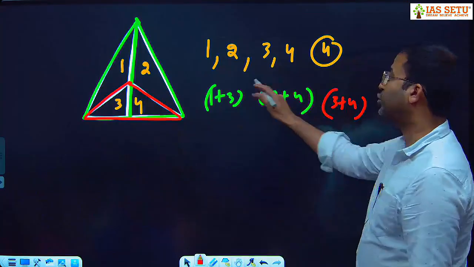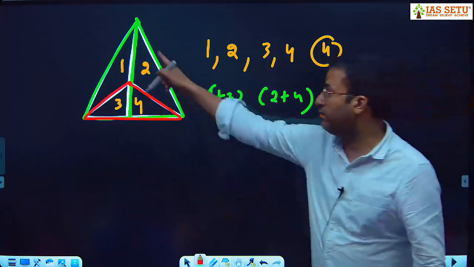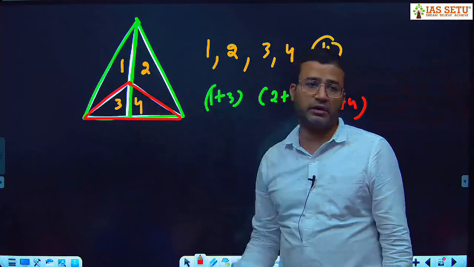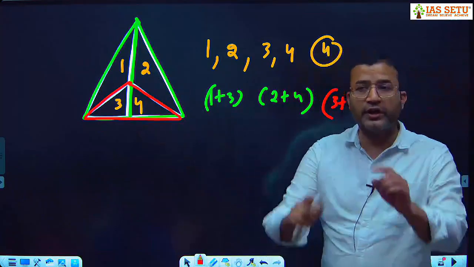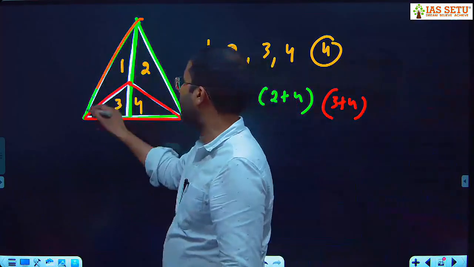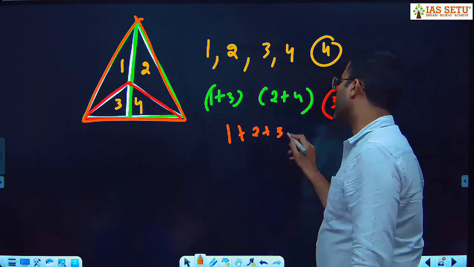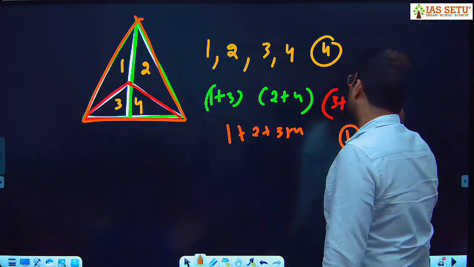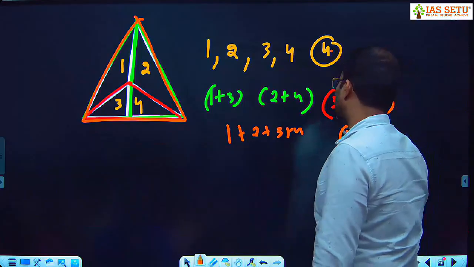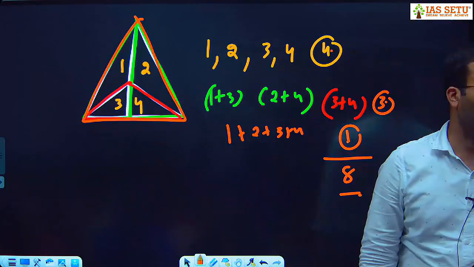So when I take 2 numbers at a time, according to me there are 3 triangles. This one and this one. Don't forget the largest triangle, all four numbers at a time, 1 2 3 4. So according to me there are a total of 8 triangles. 4 plus 3, 7, plus 1, 8. Fine.